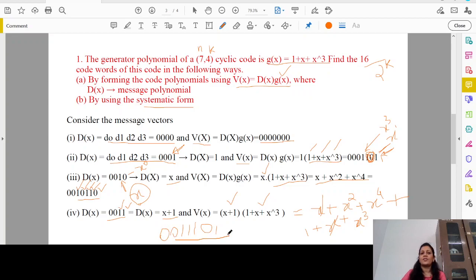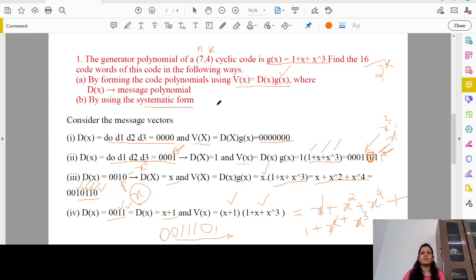The total length of the code word is now equal to 7. And this is my vector v for the message 0011. This is my polynomial representation and this is the code vector corresponding to the code polynomial. Okay, so this is how we will perform the multiplication of polynomials in order to find out the code word.